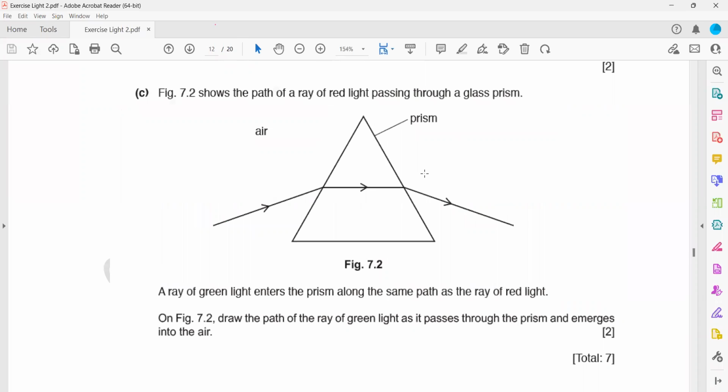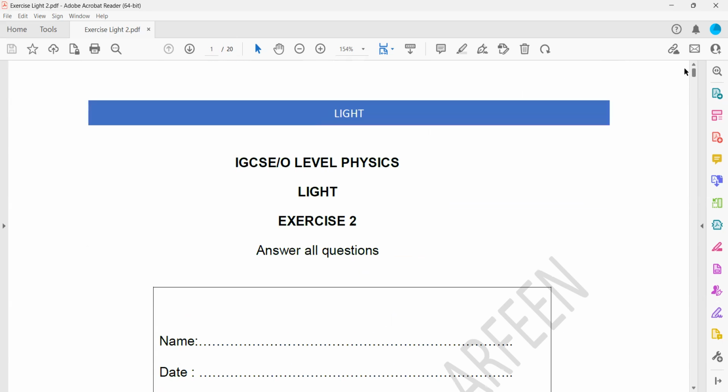In the next question, a ray of green light enters a prism, as a red light did. On the figure, we have to draw the path of the green light. Green light will bend more and it will emerge out. That's how we complete the path for the green light. So these are some questions from exercise 2, light. As it's an important topic, that's why I prefer to discuss this exercise as well.